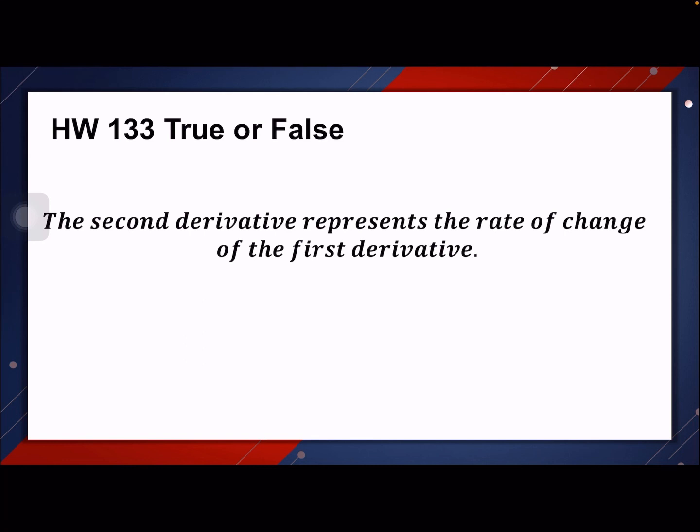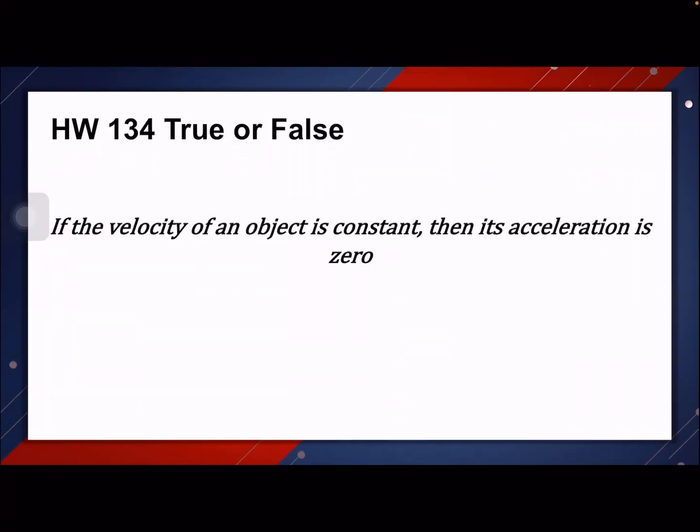And this is also true since the first derivative is the rate of change at that point. So the second derivative will just be the rate of change of the first derivative. As we know, the derivative of a constant is 0, and since acceleration is the derivative of velocity, this statement is also true.